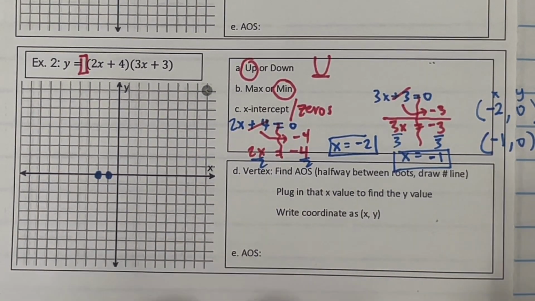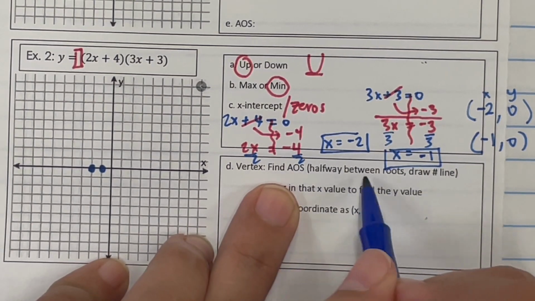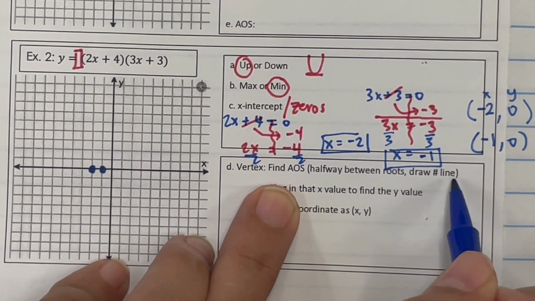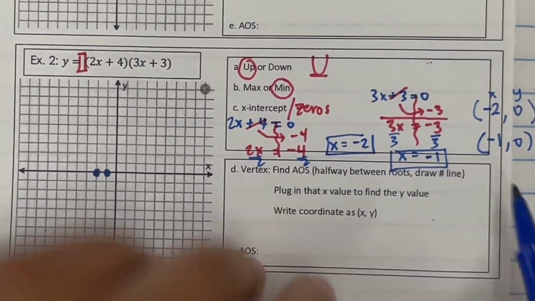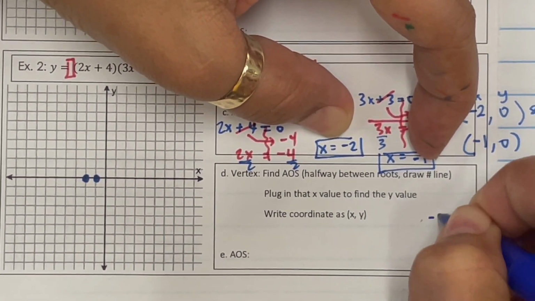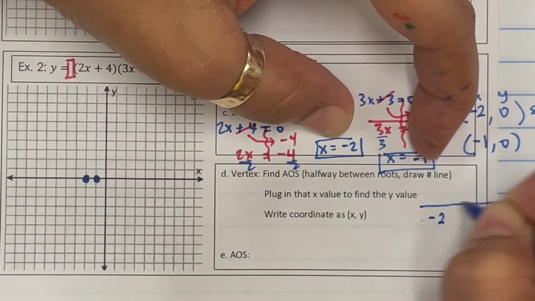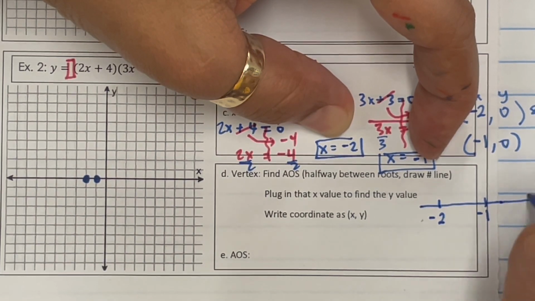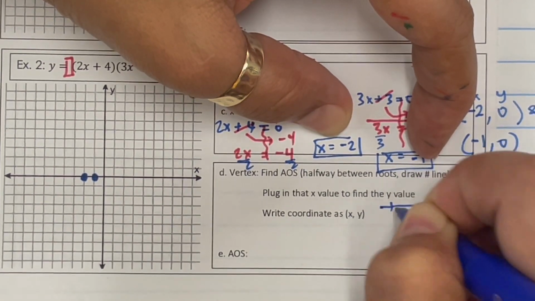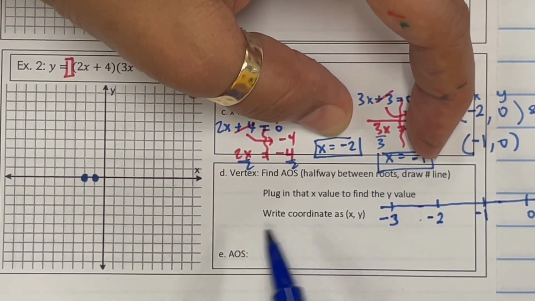To find your vertex, you draw a number line, because your axis of symmetry is halfway between your roots. So I'm going to draw my number line with my roots. My two roots are -1 and 2. I'm going to label -2 and -1, because if this was a number line, it would then go to 0, and on this side would go to -3, right? So 0, -1, -2, -3, -4, -5, and so forth.